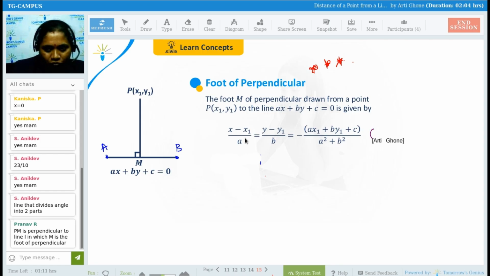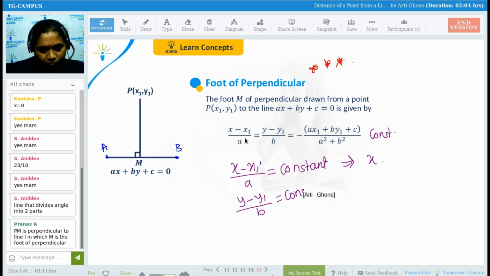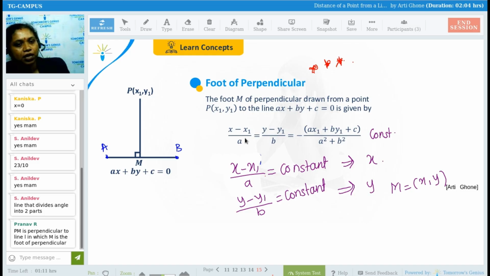Clear? Simple thing. All these things are known, so we are getting a constant over here. So what you will do? x minus x1 upon a is compared with that constant value. Ultimately, it will produce the value of x. Similarly, y minus y1 upon b is compared with that constant value, and it will lead to the y coordinate. So, M is taken as a point (x, y). Clear? Pranav, clear? Kanishka, Netra, Anil Dev, clear to you? Okay. Foot of perpendicular.